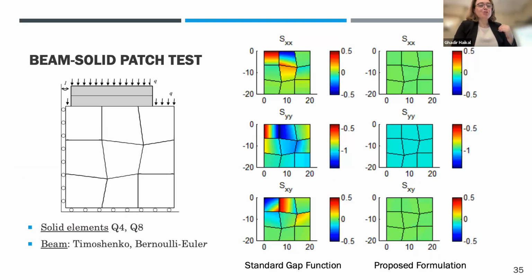And with this approach, this is now a comparison of the stresses. On the left, you have the original solution, and on the right, you have our solution. And as you can see now, we get the correct stress distribution. And we tried that with different types of solid elements. We tried that with different types of Bernoulli versus Timoshenko beams, and it works very well in all cases.